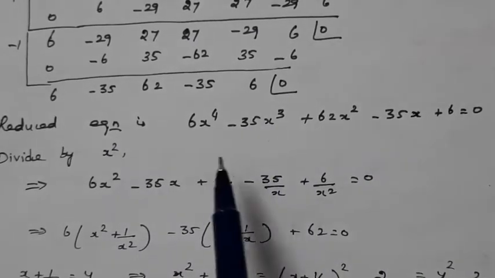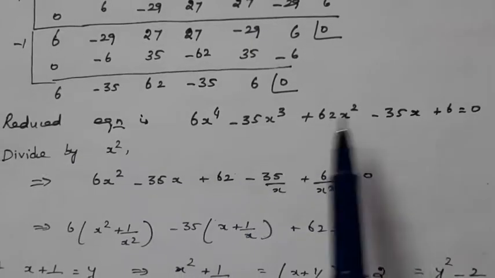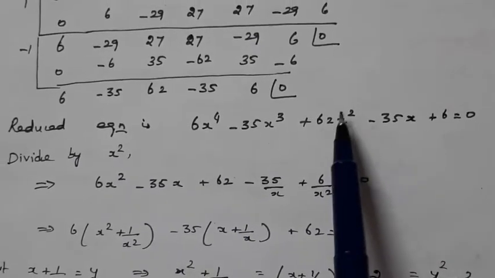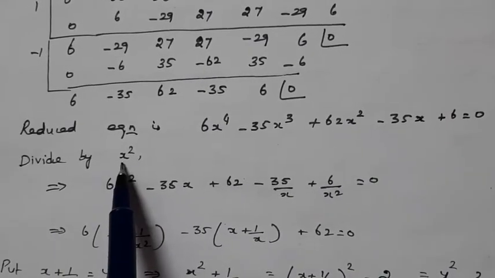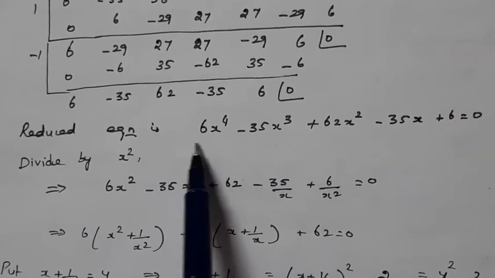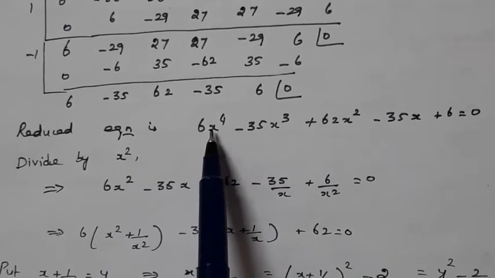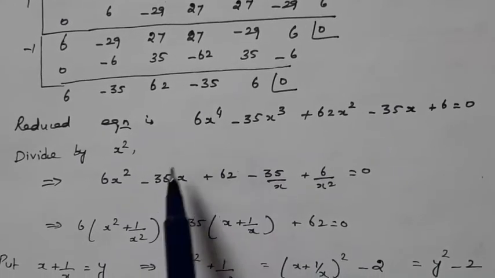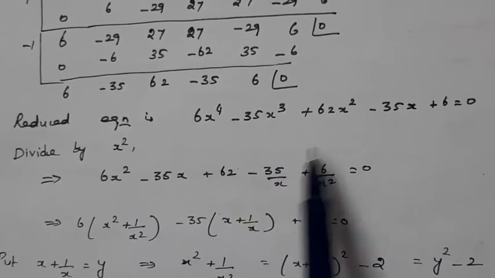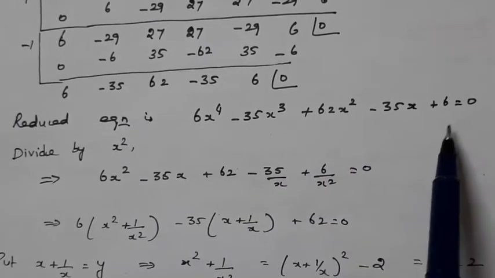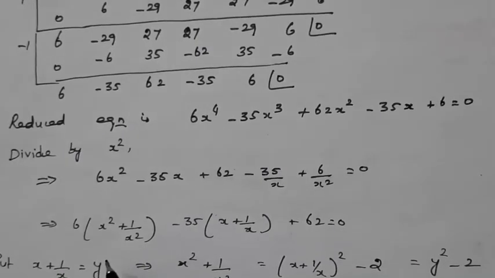Okay. So what you have to do after getting the reduced equation is look at the middle term. What is the middle term? x squared. So divide throughout by x squared. On dividing by x squared, the equation reduces to 6x squared minus 35x plus 62 minus 35 by x plus 6 by x squared equal to 0.